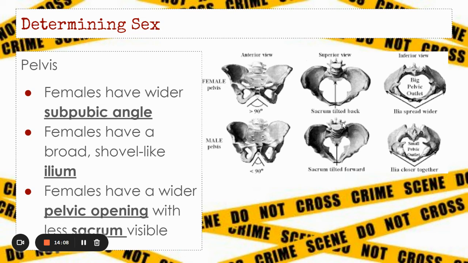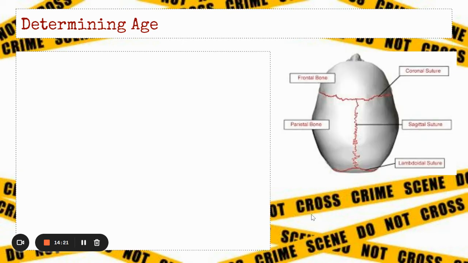Obviously, females have a wider pelvic opening because of childbirth. Males do not. If a female had a pelvis like a male, then the baby would hit the tailbone on the way out, and that would not work well.